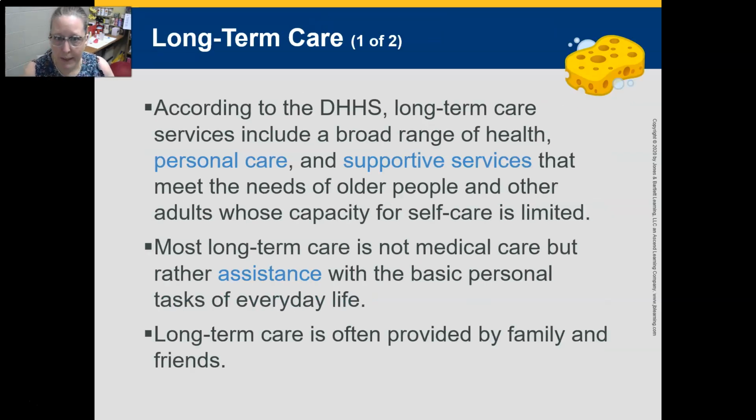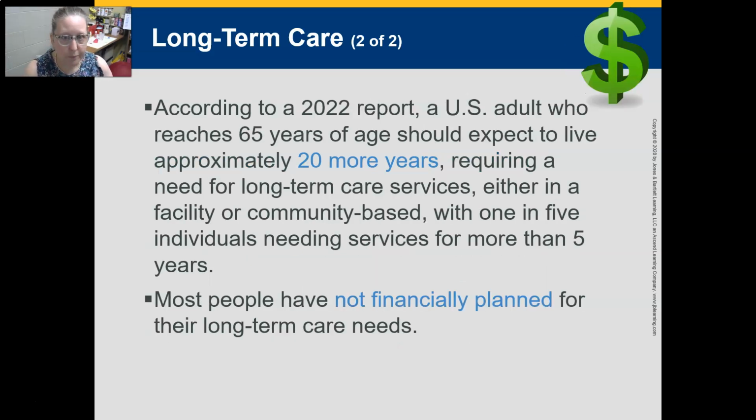So let's talk about long-term care. According to the Department of Health and Human Services, long-term care services include a broad range of health, personal care, and supportive services that meet the needs of older people and other adults whose capacity for self-care is limited. So most long-term care is not medical care, but rather assistance with basic personal tasks of everyday life. It could be getting washed, getting dressed, sometimes eating or cooking, things like that. So long-term care is often provided by family and friends.